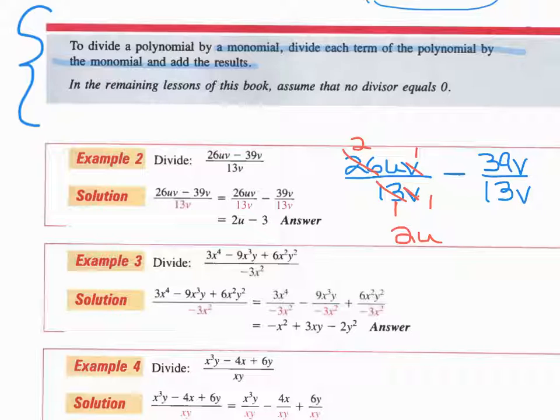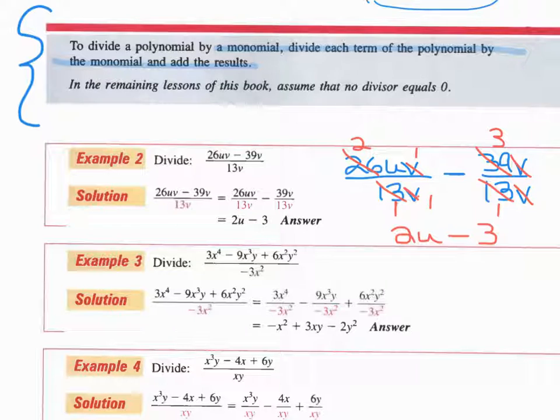Now I'm going to divide the 13v and the 39v. So 13 will go into 39 3 times. And then v divided by v is also 1. So then my final answer here is 2u minus 3.